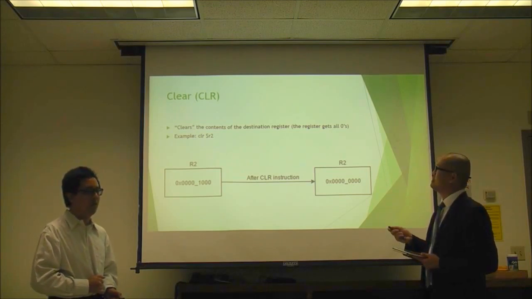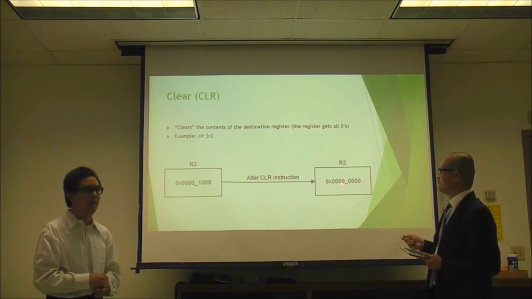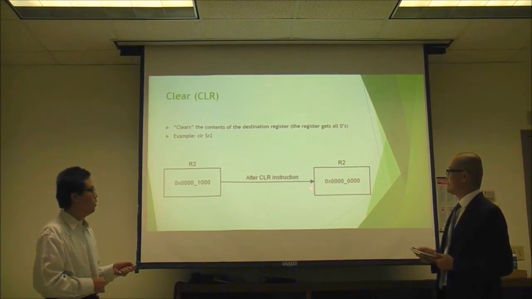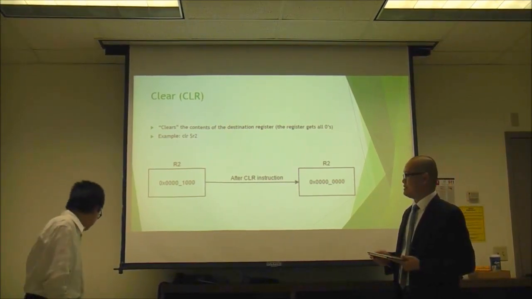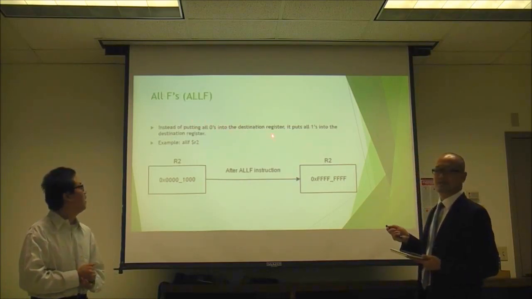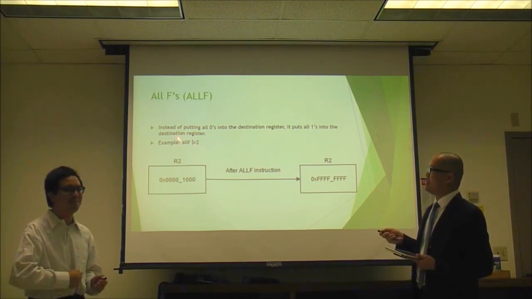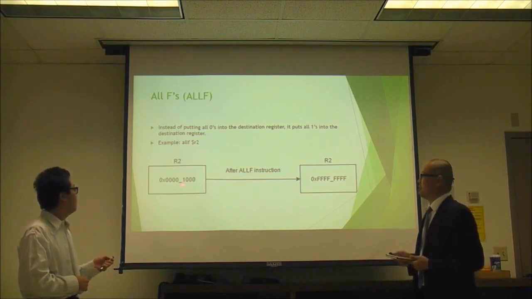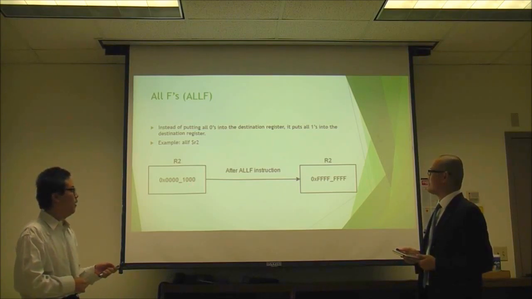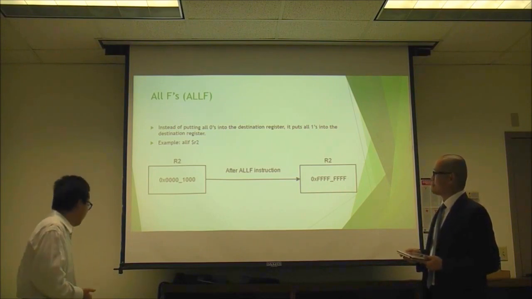Okay, so we're good with the clear. Basically, it clears the contents of the destination register. The register gets all zeros. And here's an example: R2 has that hex value 1000, and after the instruction, register 2 now has zeros. And last but not least, the all Fs instruction. Instead of putting all zeros into the destination register, it puts ones into the destination register. So the example here is all F, R2. Again, let's assume R2 has the current hex value 1000. After the all Fs instruction, R2 will have the hex value all Fs.